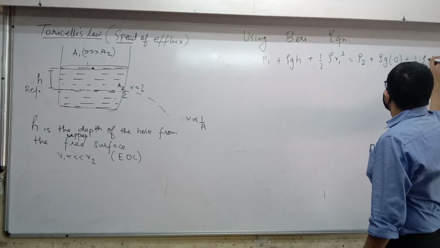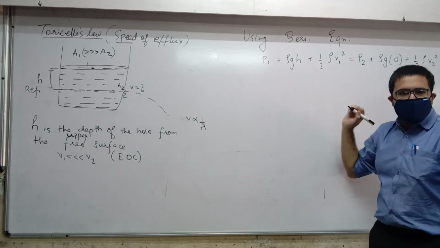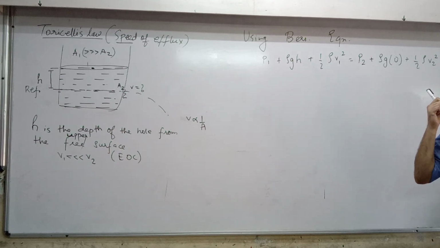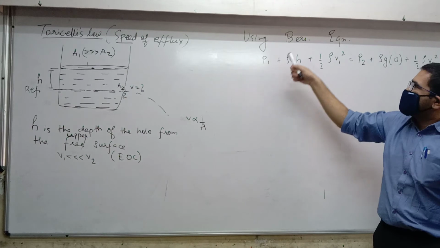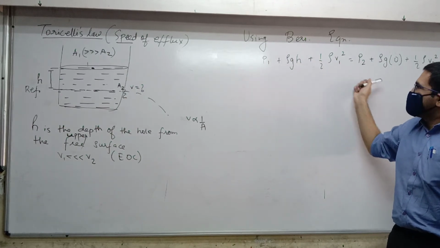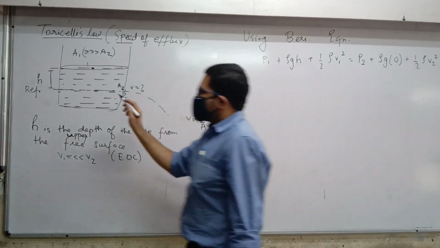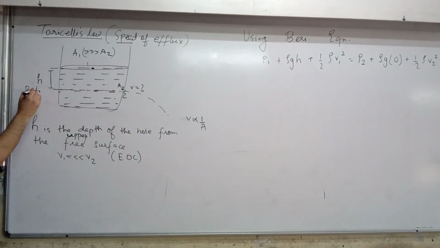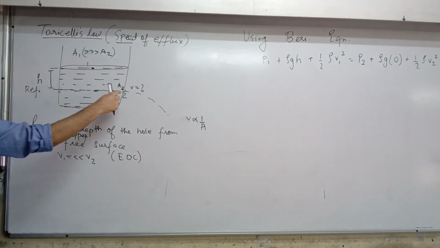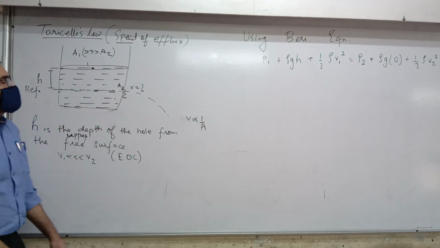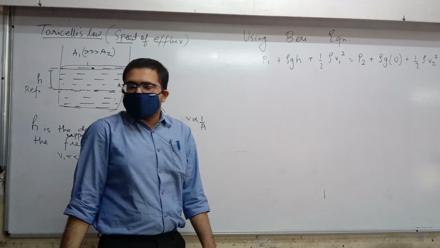Does all this make sense to you? You have suddenly gone very quiet. Have you understood what I have written? Sure? Very clear? Between 1 and 2 we are using Bernoulli's equation. We take reference where the hole is. So if you take reference here, this height becomes 0, right?